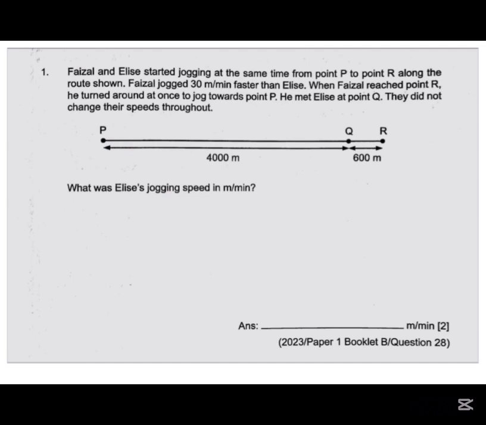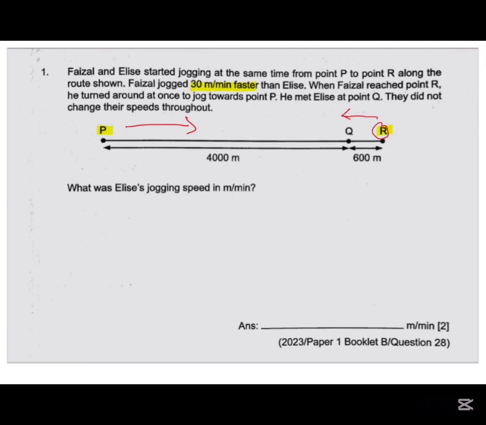Okay, so for this question, Faisal and Alice started jogging at the same time from point P to point R along the route shown. So they are jogging in this direction from point P to point R. Faisal jogged 30 meters per minute faster than Alice. So when Faisal reached point R, he turned around to jog towards point P. So he turned back. Then he jogged back.